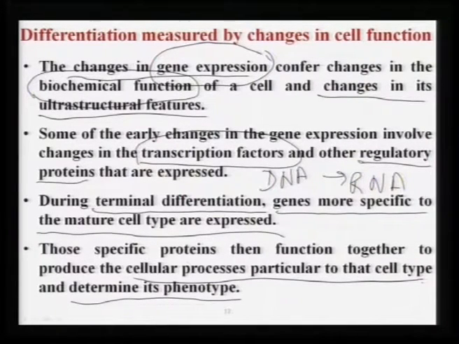So, that means that from DNA to RNA to proteins by the translation process, whatever particular set of proteins are generated, these proteins function together to produce the cellular processes. That means, whatever the cellular functions that they are supposed to carry out.